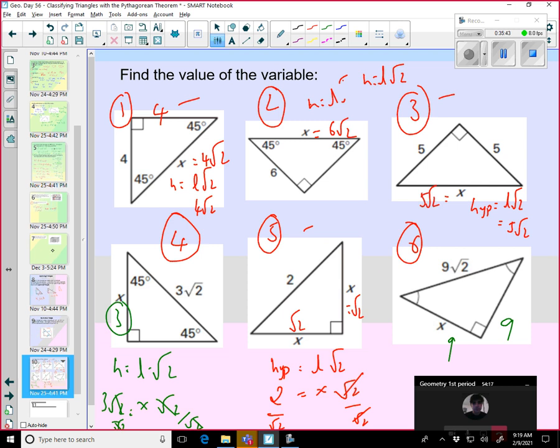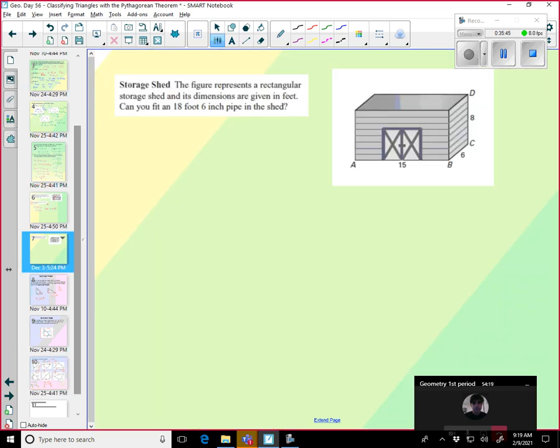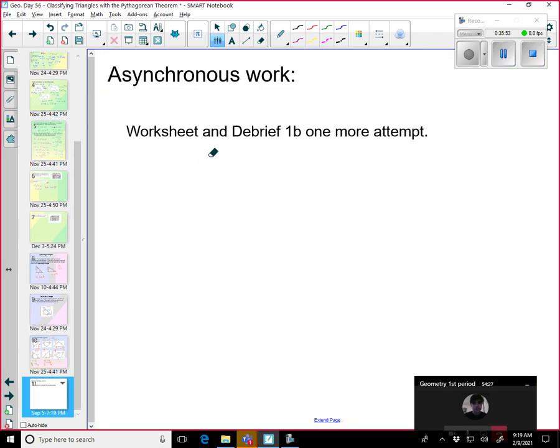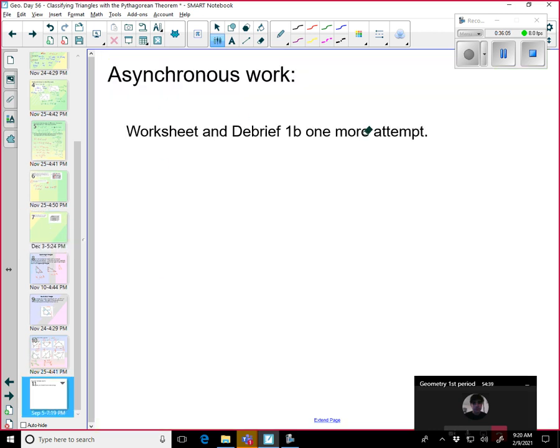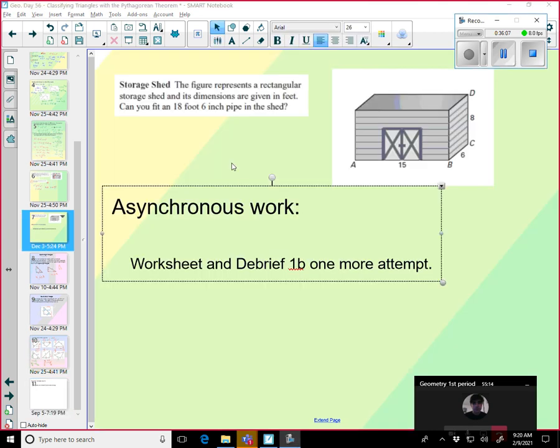Okay, let's switch back to this. All of you try working on this, and later on once you complete this you can also work asynchronously on the worksheet, and I'll be giving one more attempt on debrief 1b. Okay, keep working on this. We'll discuss this one later on. Just work on this and also this. So this will be your asynchronous work, and debrief 1b should be active for another attempt in a couple of minutes so that you can attempt once more on debrief 1b.